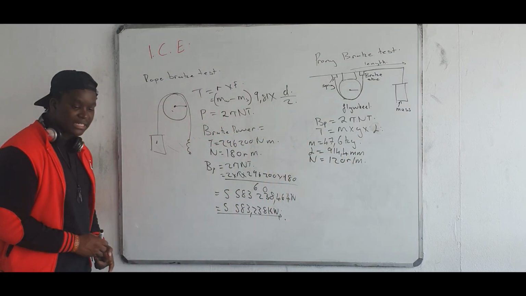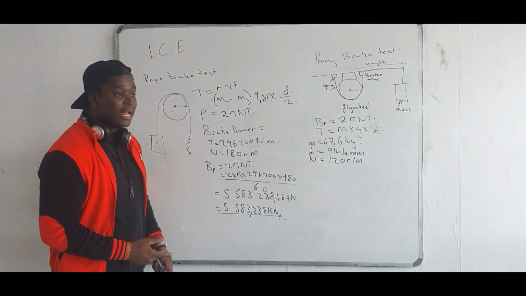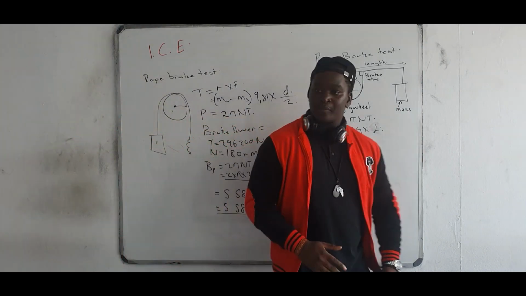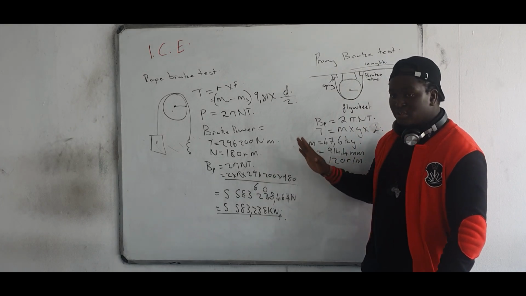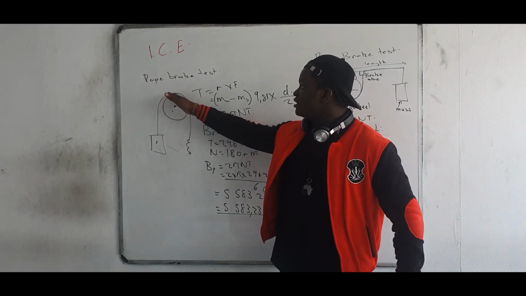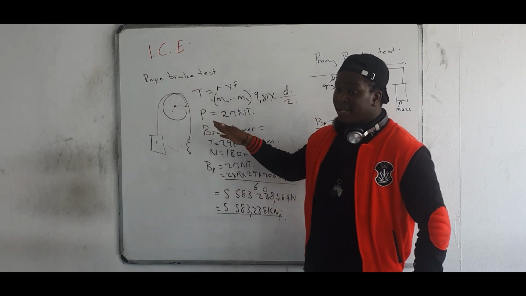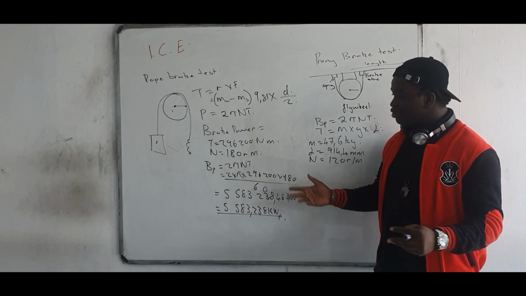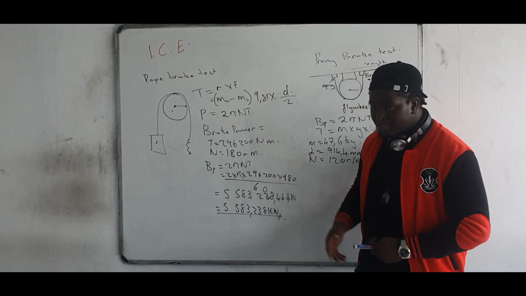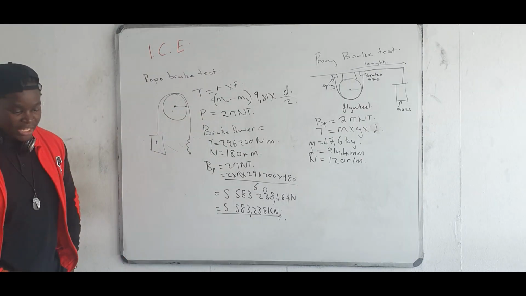Now the question says determine the brake power. Yes. That's the formula, determine the brake power. Now let me be clearly honest with you. In order for you to understand this, you need to do as many examples as possible, because some examples here include the thickness of the rope as well. Are we together? So I need you to do as many examples as you can. But you will do them as soon as we start doing past exam papers.